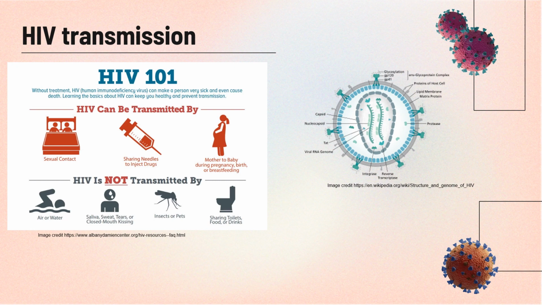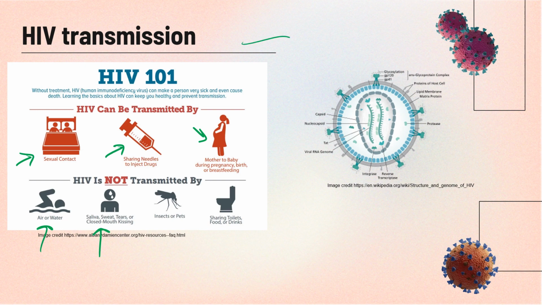HIV, human immunodeficiency virus, is a virus that infects humans. How it is transmitted from one human to the next is through unprotected sexual contact, through sharing hypodermic needles, and then also from mother to baby during pregnancy, childbirth, or while breastfeeding. You cannot contract HIV through saliva or sweat or tears. You cannot get it from swimming in the same water as someone who is HIV positive.